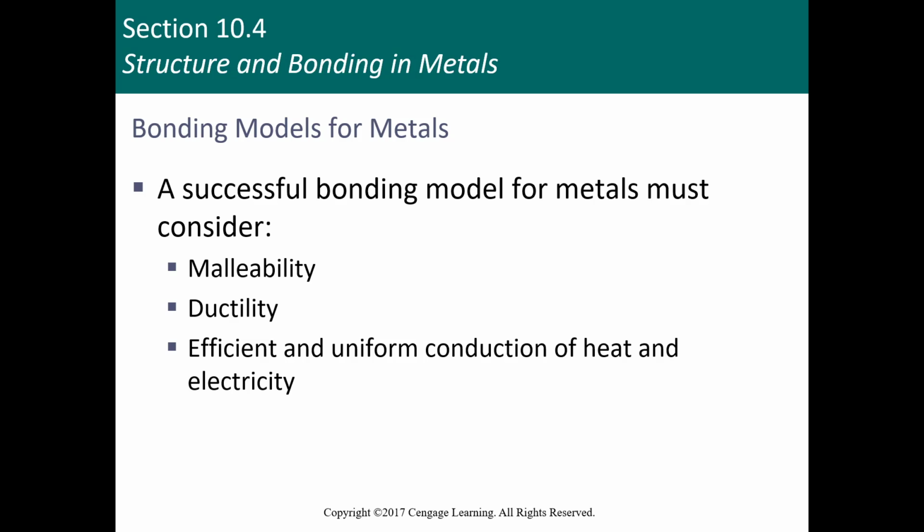Excellent. All right, so a successful bonding model for metals must consider a few things. We have to consider what the properties we know are for metals. And so they need to be malleable. They need to have malleability. They need to have ductility, and they need to be efficient and uniform conduction of heat and electricity.